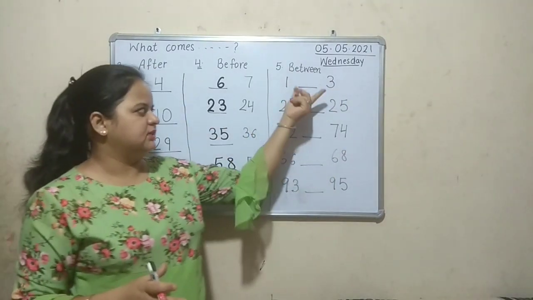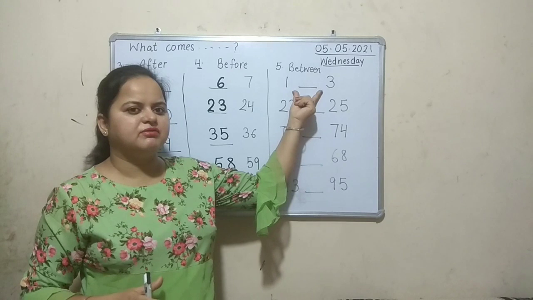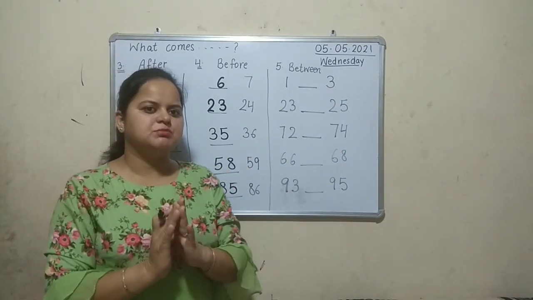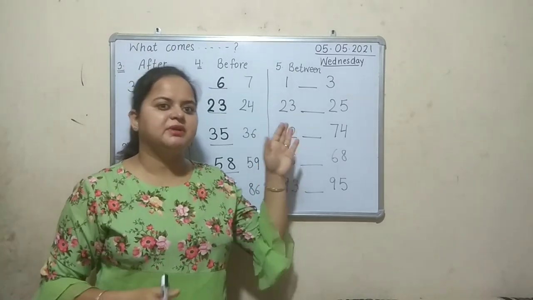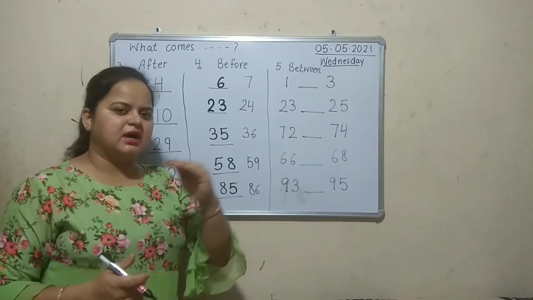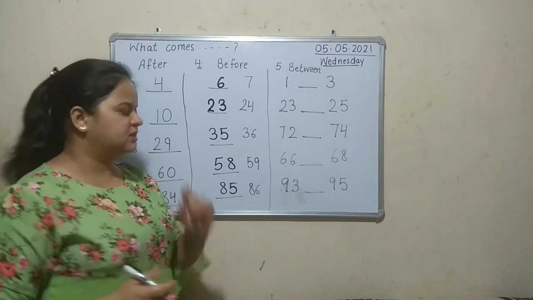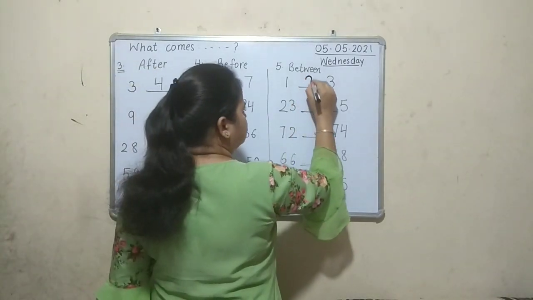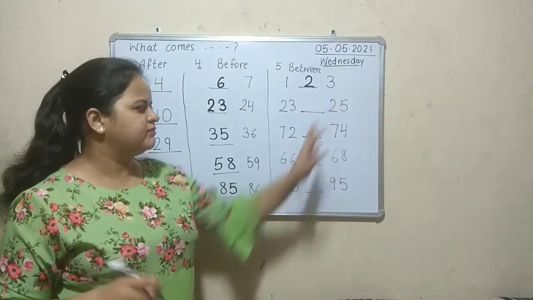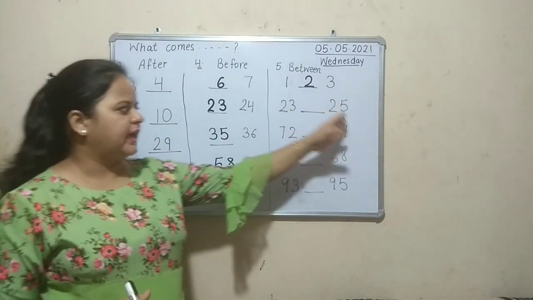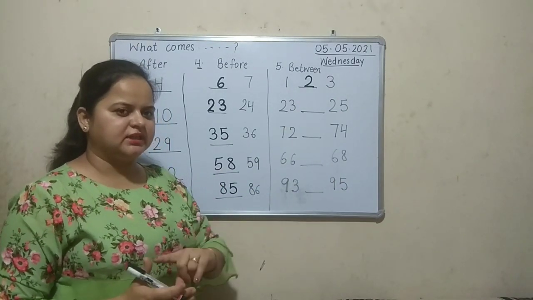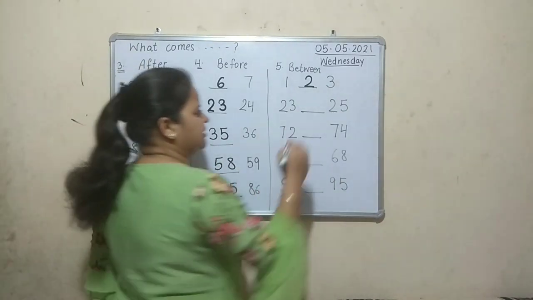Okay, now we will do what comes between 1 and 3. 1 and 3. We have to write the number which comes between 1 and 3. दो नंबर के बीच में जो नंबर आता है that is called between number. So 1 और 3 के बीच में कौन सा नंबर आएगा? 1, 2, 3. So बीच का नंबर between number है 2. 23 and 25. Between number is, yes, 23, 24, 25.